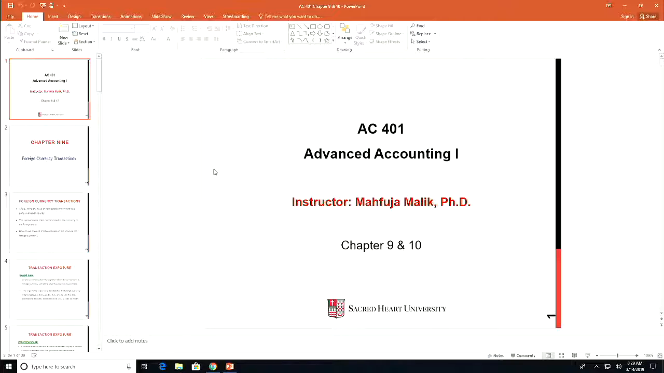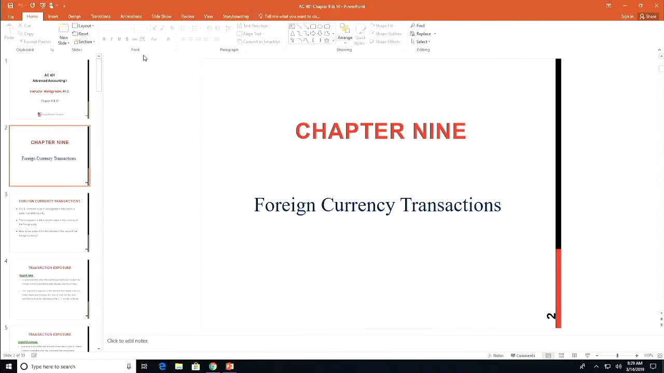Learn about foreign currency transactions. So we have two chapters back to back. One is about transactions and another is about translation. Transaction is very simple. You are buying or selling products or goods or services, and you have some foreign currency exchanges.